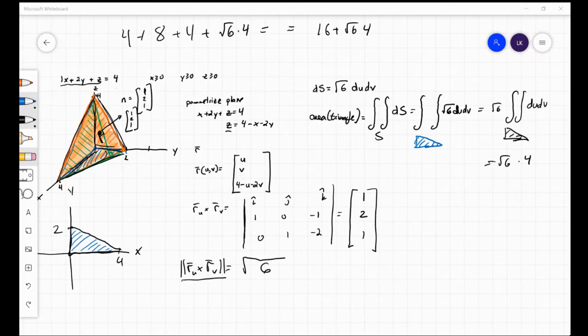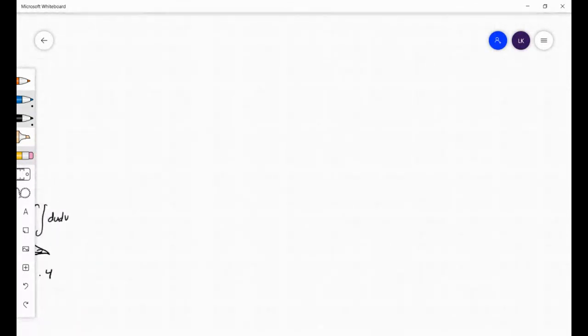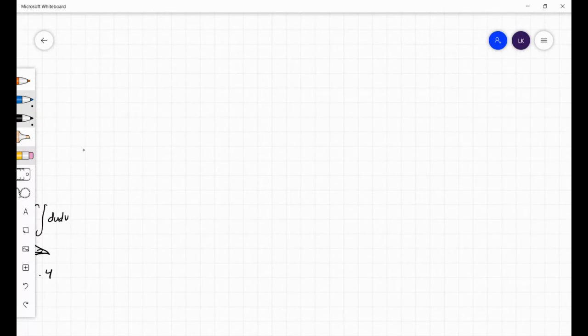Now, to generalize this kind of procedure, maybe we can try to find the area of a paraboloid, a basic paraboloid. So let's just do a basic one, right? Like z squared equals x squared plus y squared. Let's not get fancy.